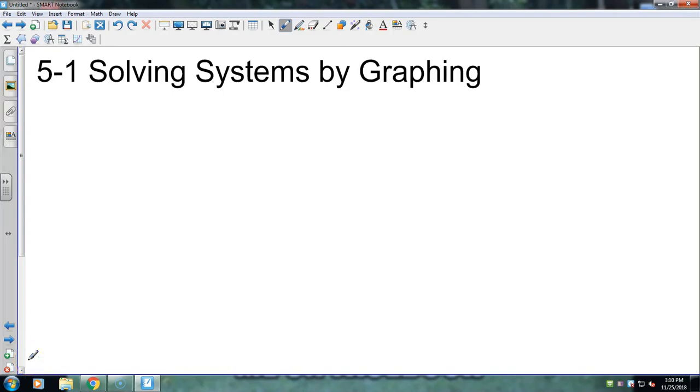Okay, new chapter, Algebra 1. We've got chapter 5 beginning. Chapter 5, section 1 is solving systems by graphing. We did quite a bit of graphing in chapter 4, so we're going to continue that just a little bit.